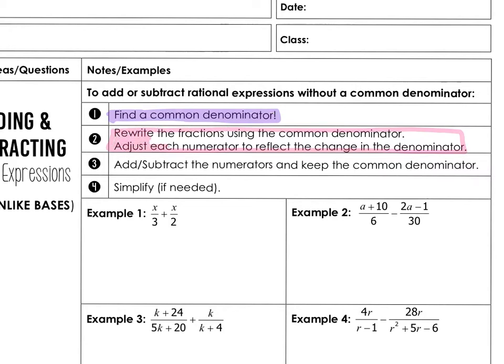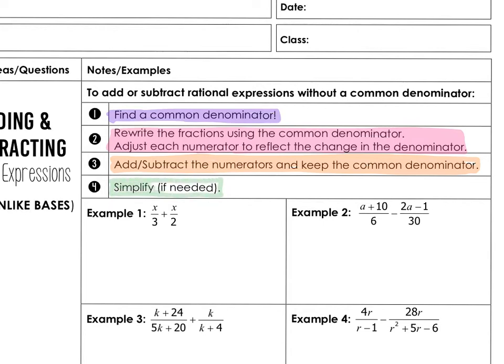That means we're going to basically multiply the numerator by what the denominator is missing to make it a common denominator, which is totally confusing as I say it. That's why we're going to show you some examples in just one moment. The third step is just like what we were doing last time: once it has a common denominator, we just add or subtract the numerators and keep the denominator the same. And the last step is simplify if needed.